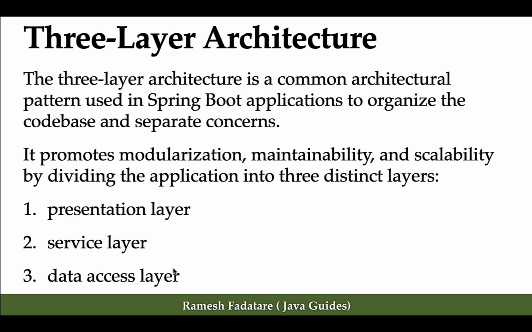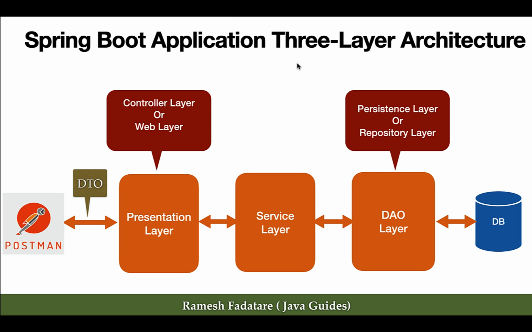Well, in Spring Boot application, 3-layer architecture provides 3 distinct layers: presentation layer, service layer, and data access layer. Next, this is how the 3-layer architecture looks in a Spring Boot application. We have presentation layer, service layer, and data access object layer. Well, let us begin with presentation layer. Well, the presentation layer is also called controller layer or web layer.